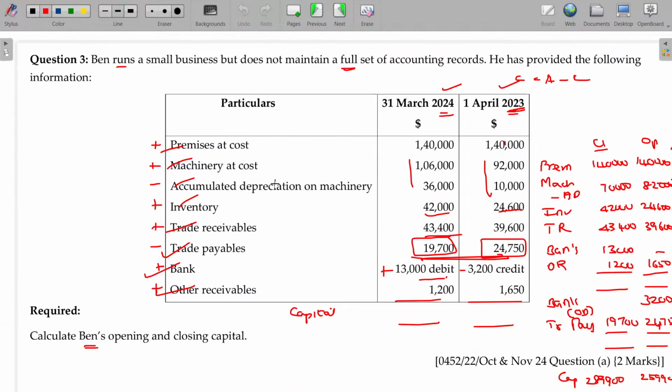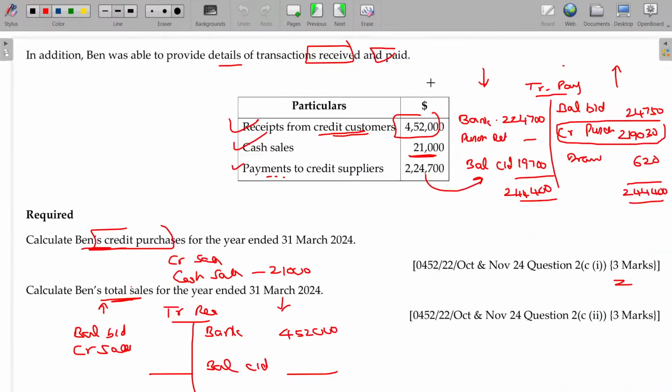Trade receivables in the beginning 39,600, in the end 43,400. The second item will be the earlier year and this will be the latest year. So 39,600 is the opening balance. And closing value being 43,400.